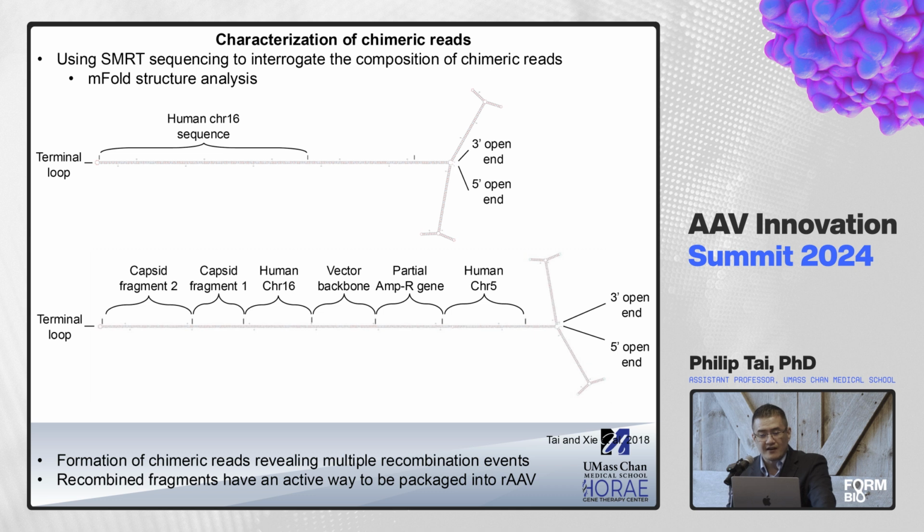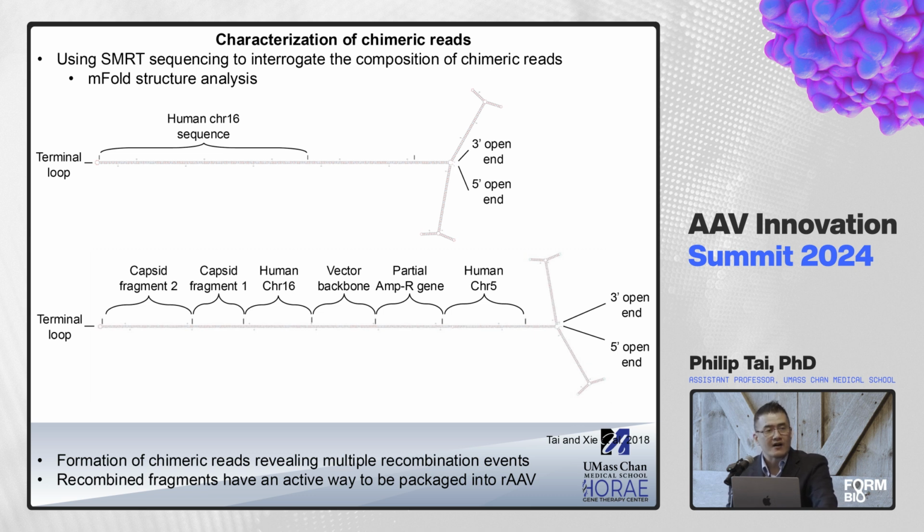What I'm showing you here on the bottom is an AAV vector genome that contains sequences from human chromosome 5, a partial AMP resistance gene, vector backbone, another segment from chromosome 16, and some fragments from the capsid sequence. So you can imagine that a lot of these sequences that you see where you have these very highly rearranged species, these can be potentially attributed to that.